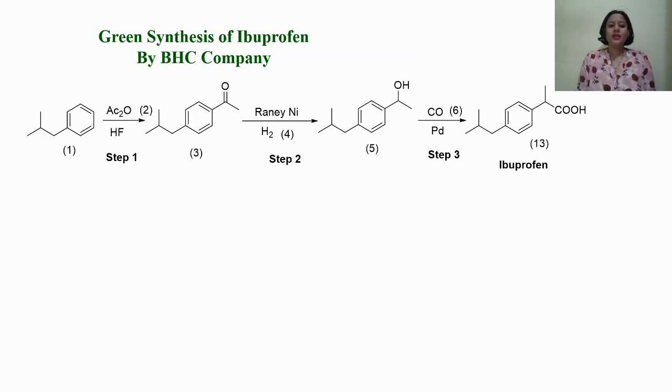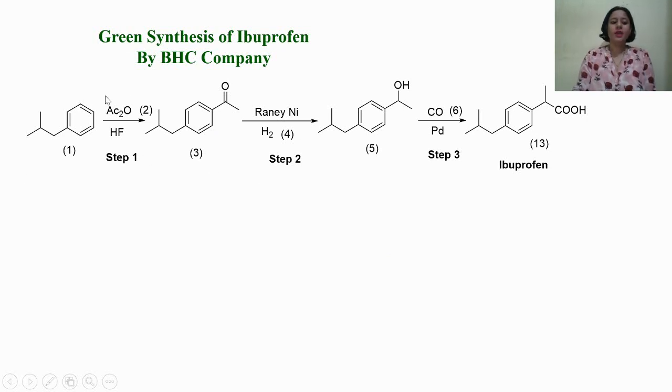Now, this is another method for synthesis of ibuprofen, and this synthesis was given by the BHC company, and this synthesis is considered to be a green synthesis of ibuprofen. Here you can see ibuprofen is synthesized in 3 steps: step 1, step 2, and step 3.